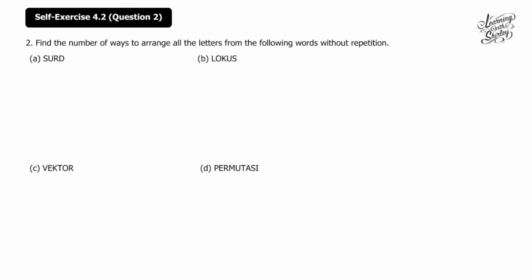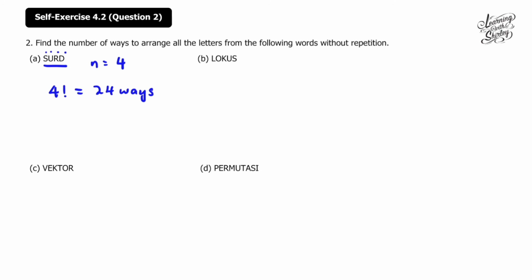Let's look at question 2. Find the number of ways to arrange all the letters from the following words without repetition. So let's look at A, cert. So cert has how many letters? 1, 2, 3, and 4. So we're going to write n equals 4. And the formula is n factorial, which means the number of ways is 4 factorial, which equals 24 ways. And this is the answer for A.